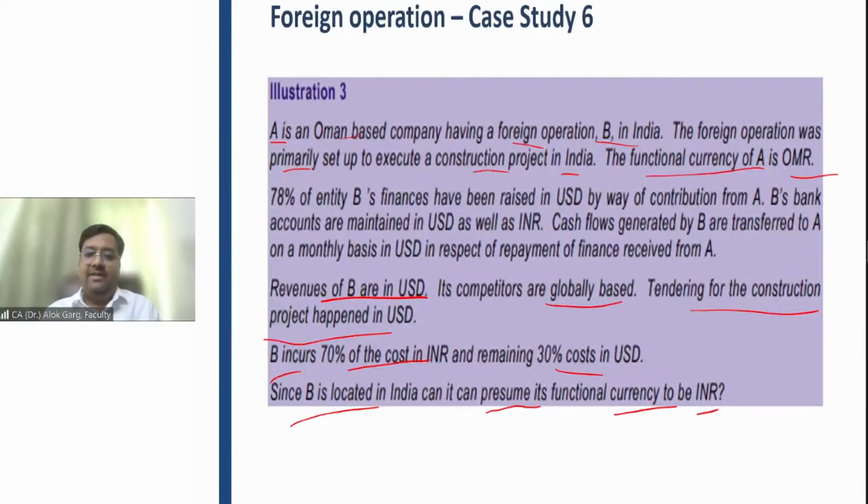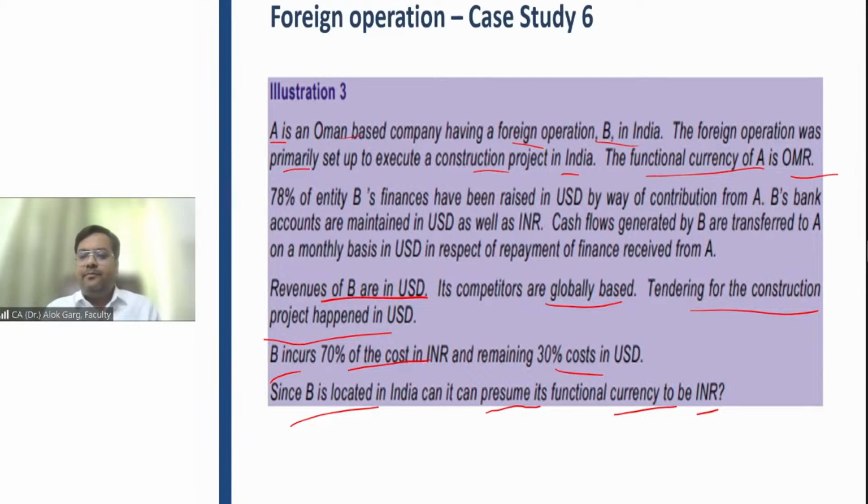78% of entity B's finance has been raised in US dollar by way of contribution from A. So basically, this B has taken 78% of the money from A. What does it mean? It means 22% has been collected or managed from entity B's own sources, right? It means it is not 100%. It is not entirely depending on A, right?